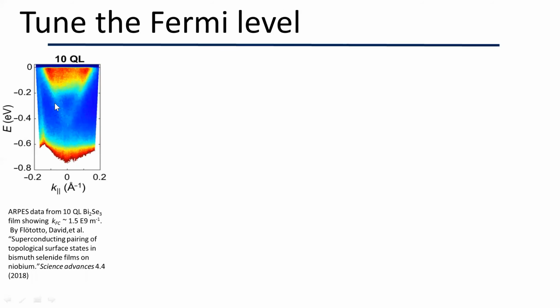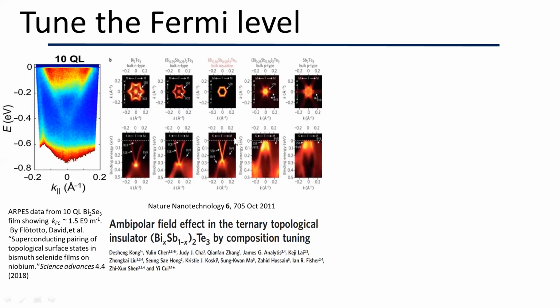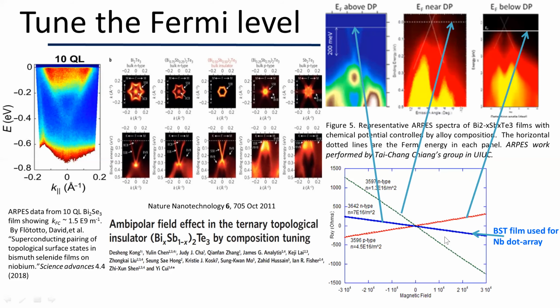As I said, in conventional topological insulators such as bismuth selenide, there are a lot of bulk carriers. There is ARPES done on 10 quintuple layer bismuth selenide on top of a niobium substrate. As you can see, the Fermi level crosses the bulk band here, and it has a lot of bulk carriers. We borrowed an idea from this paper. This group did work tuning the composition of bismuth antimony telluride to tune the Fermi level. We use the same method in our lab, and we successfully tuned the Fermi level of bismuth antimony telluride.